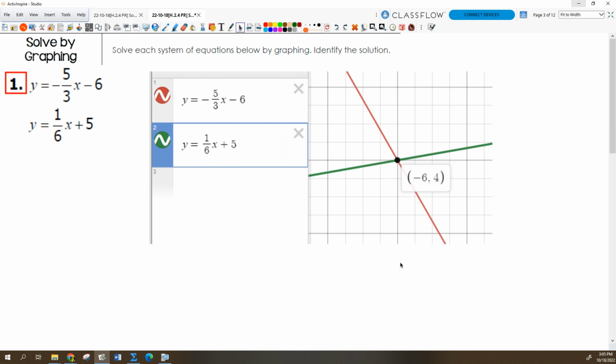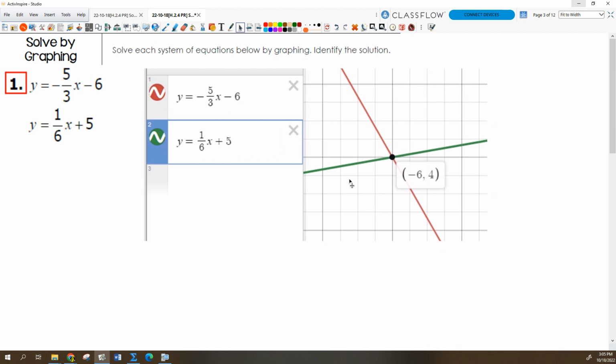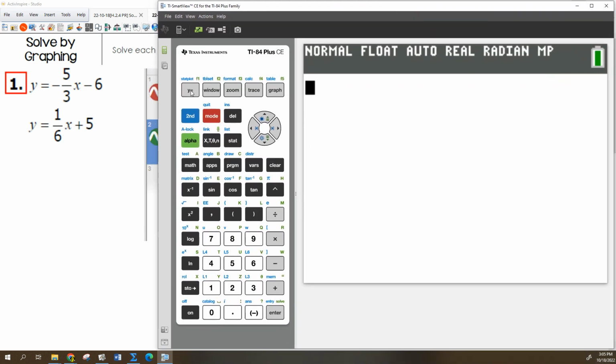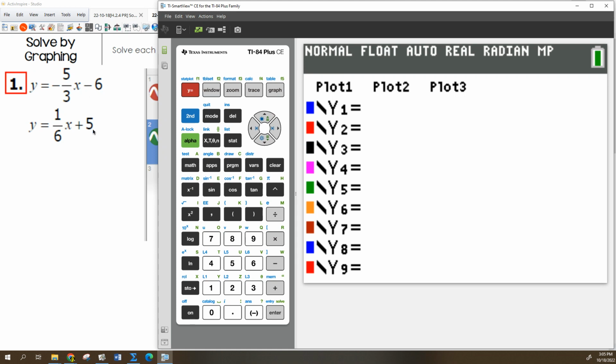Okay, easy. How do I do this on my TI-84? So bust out your TI-84s. I'll show you. On the TI-84s, I do the same thing. I just go into y equals and I graph both lines, making sure all the plots are turned off.